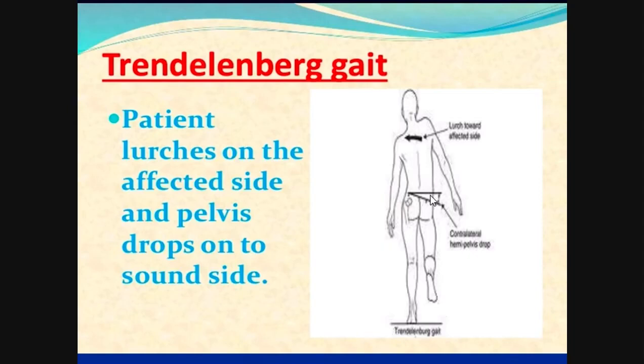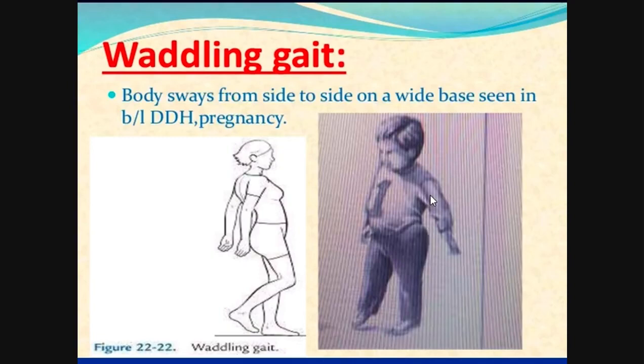The other famous gait is called waddling gait, usually seen in DDH, sometimes in pregnant females, they walk with a waddling gait. So the body sways from side to side on a wide base and is usually seen in bilateral developmental dysplasia of the hip of the child after the child starts to walk.